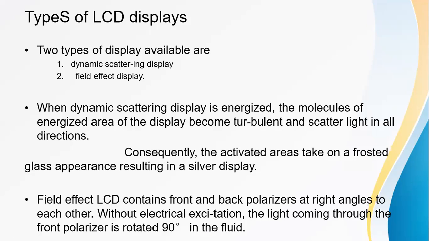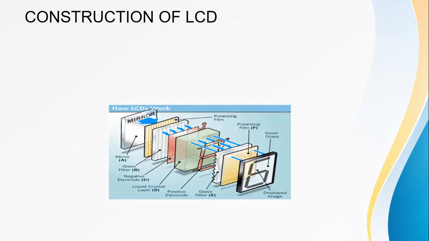Generally, we can find two types of LCD displays. One is with a black background with the silver display, that means a white display. And another one has a light white background, with the image or text in the form of black. That is the dynamic scattering display and the field effect display.